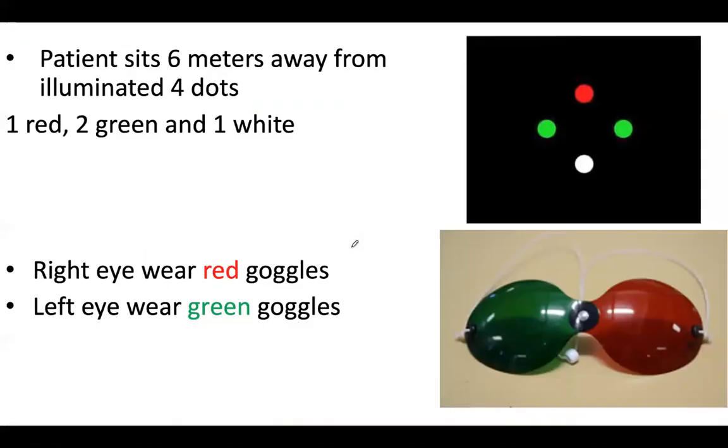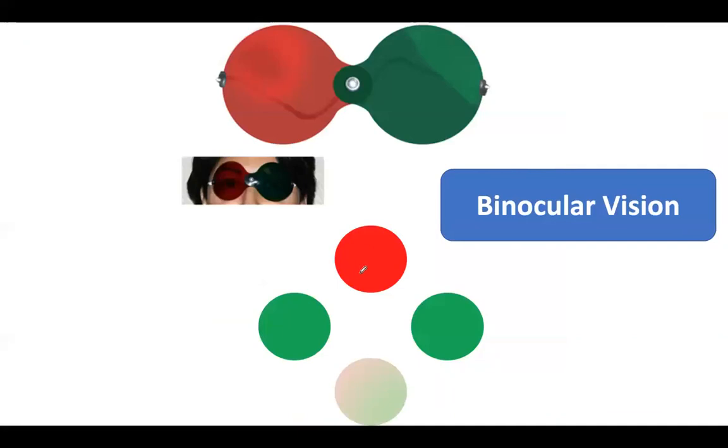If the patient is normal, he should observe 4 dots. These 4 dots are of these colors. One will be red and 2 will be green, and the white one will be a color in between the red and the green, like reddish green or greenish red. So he will report that there is a color in between both red and green. This is because of the fusion of color between both eyes.